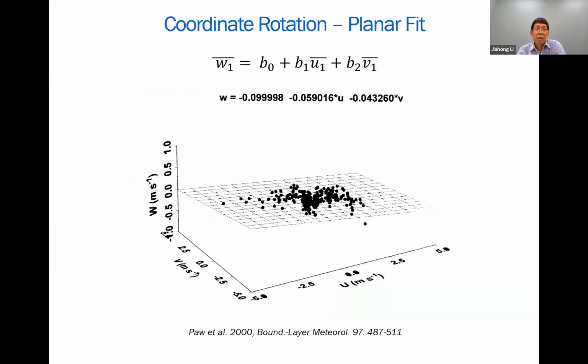For complex topography, it's really hard to find a flat plane. So we mathematically build a virtual plane, as you see here, to do a coordinate rotation. This method is called a planar fit. We need at least a month of data to do planar fit. That is different from 2D rotation. For 2D rotation, we do it in each average period.